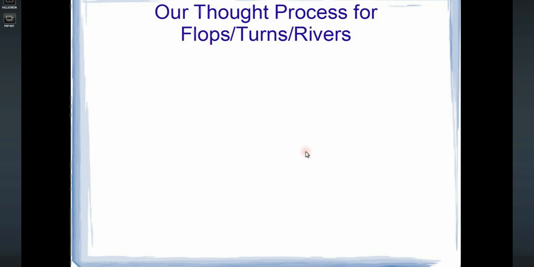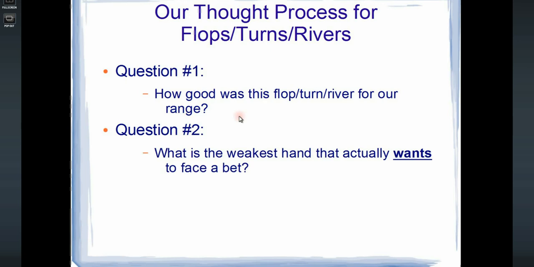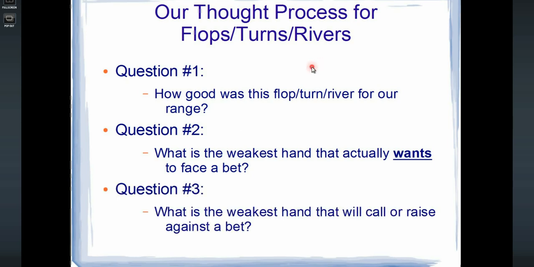All right, our thought process for flops, turns, rivers. The first question I'm going to ask myself is, how good was this flop, turn, or river for our range relative to our opponent's range? And you're going to see me do the same thing that I did in the last video, which is just kind of guess how the equities change. The second question I'm going to ask myself is, what is the weakest hand that actually wants to face a bet? So again, I'm trying to make sure we get into that mental state where we understand we don't usually want to face bets, but that doesn't mean we're going to fold because calling will still be profitable. And then the last question I'm going to ask is, what is the weakest hand that will call or raise against a bet?